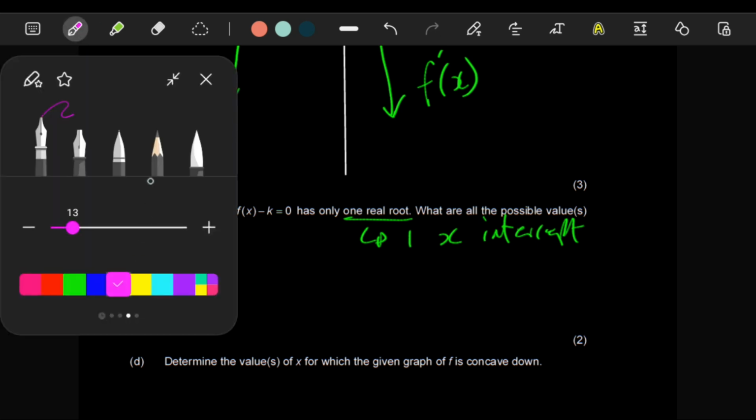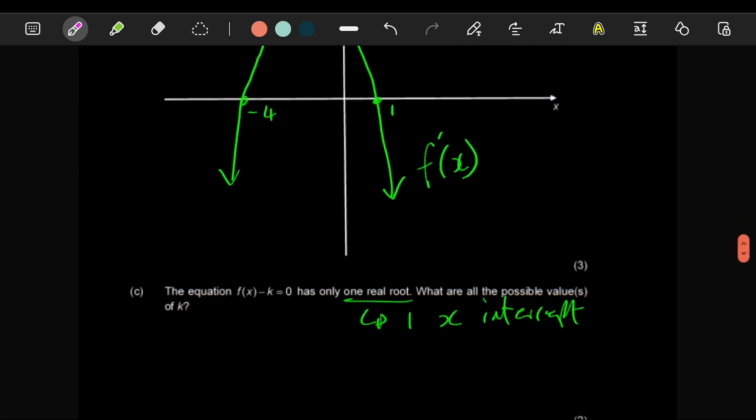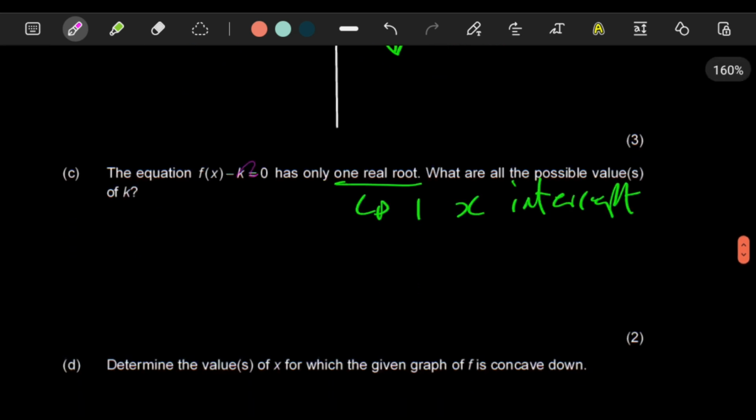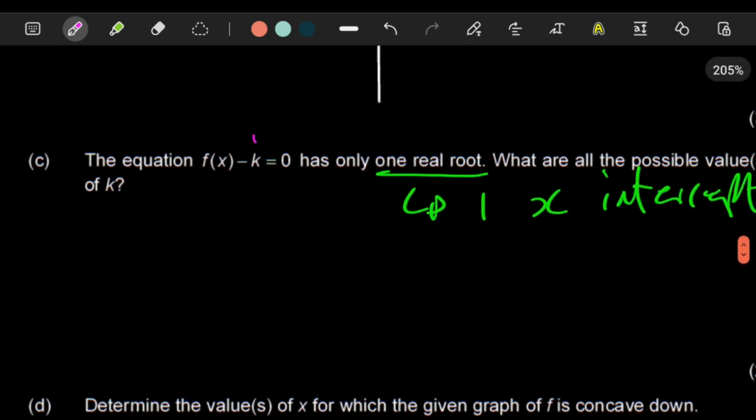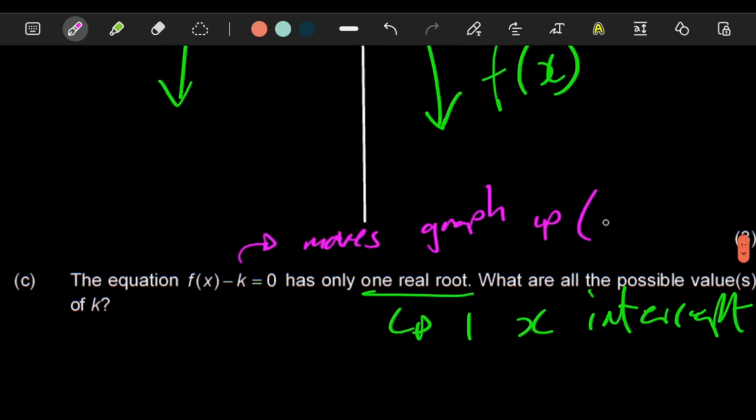So this kind of question is the kind where the functions and graphs course will definitely help out, because if you look at where k is, k moves the graph up or down. So let's say it moves the graph upwards. It would move your graph upwards if k was a negative. Okay, let me just note here, it moves the graph up or down.